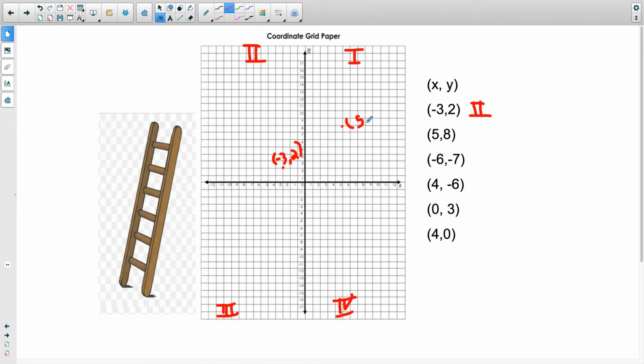Notice it's right on the intersection of the lines. They won't always be if you have halves, or depending on what your grid is divided into. If these were divided into twos instead of ones, then it might be between spots. But if you're graphing whole numbers, it'll always be on the intersection of the two lines. And this is in quadrant 1.